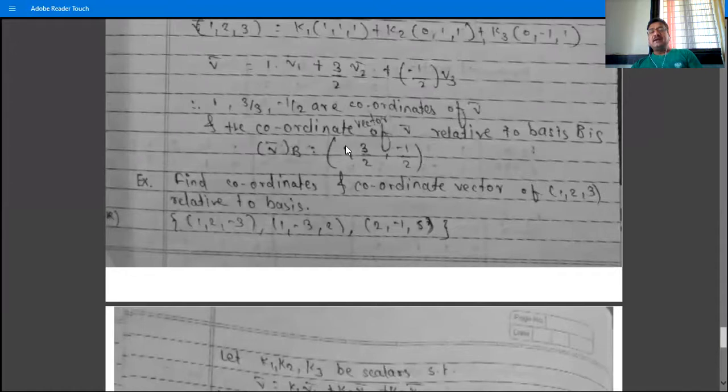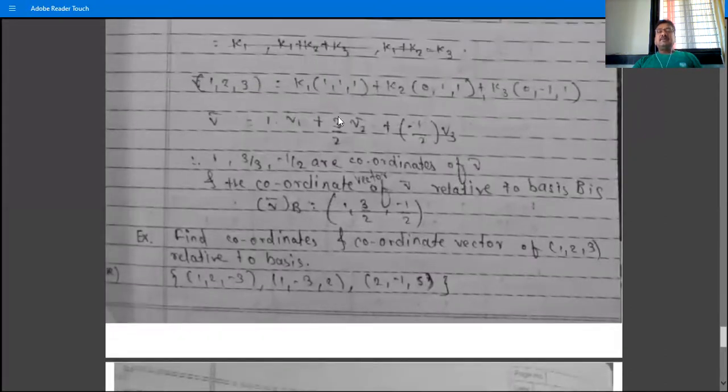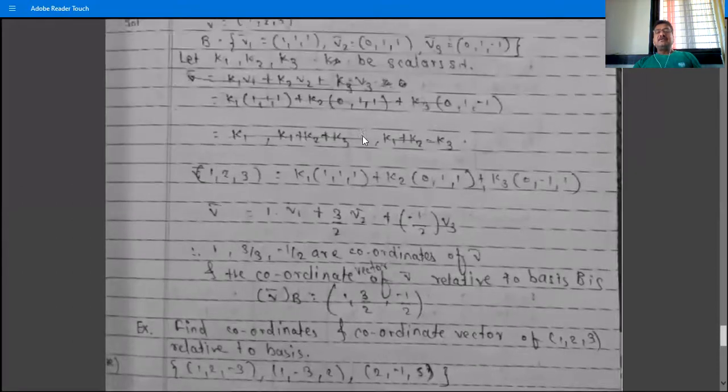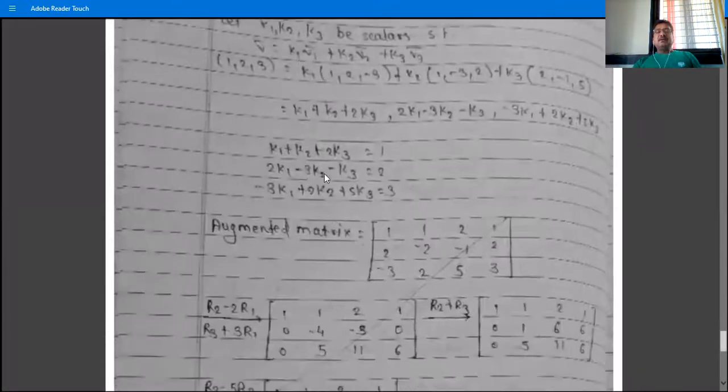This is (1, 3/2, -1/2), the coordinate vector of v bar, and these 1, 3/2 and -1/2 are coordinates of v bar. So here we apply the same procedure. We have the system, solve that system and find the values of k1, k2, k3.